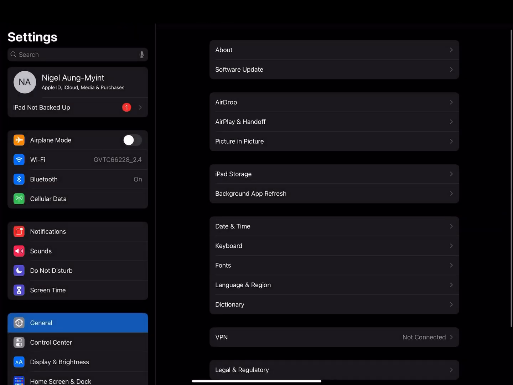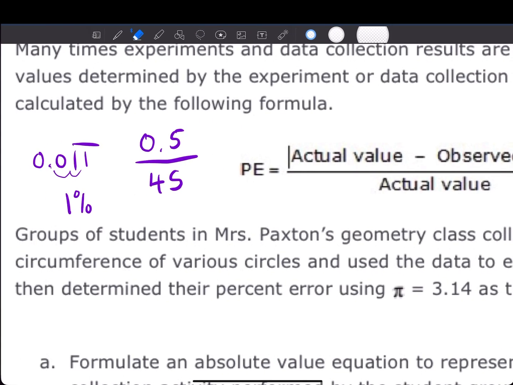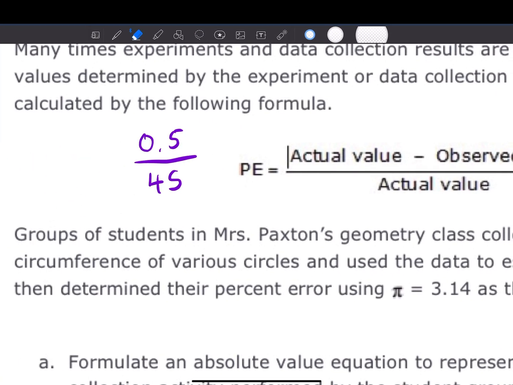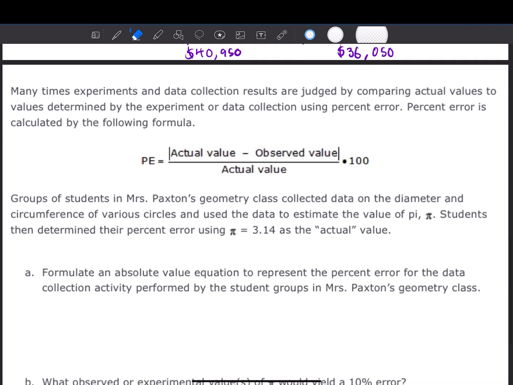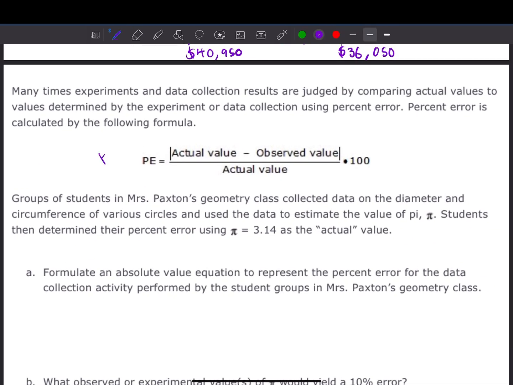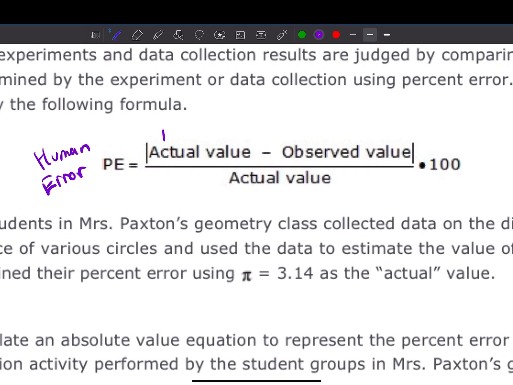So your error is 1%. I like to say percent error is human error. That's a very helpful way of remembering which parts go where. In theory, something should actually equal something. And we know that's not true. So in the real world, in math, you could say that this board is exactly 12 inches long. It should be. Theoretically, it is that length.